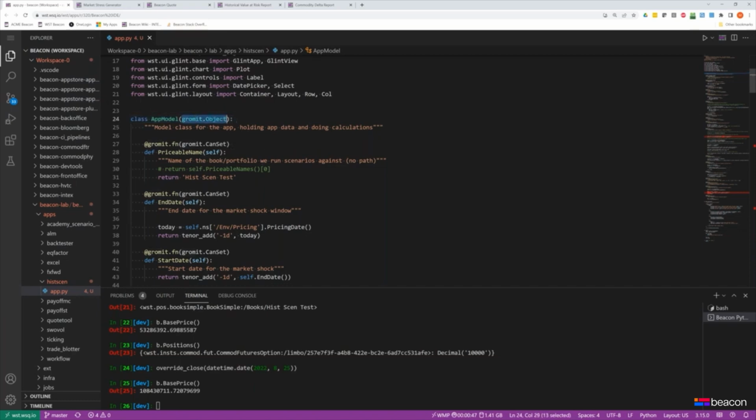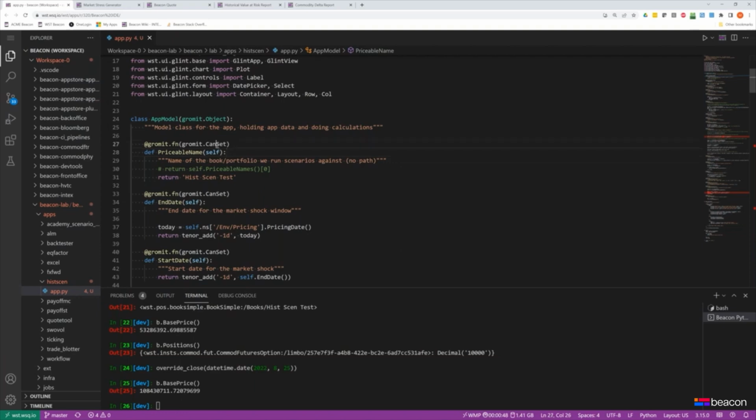It inherits from grommet.object. Grommet is our dependency graph framework, which is a really powerful tool for linking financial calculations together. In Glint, in the user interface stuff, the graph is the technology that links different parts of the application together. So if you change a historical date that defines a historical scenario, the P&L field will automatically update in the UI because it's connected together by the graph.